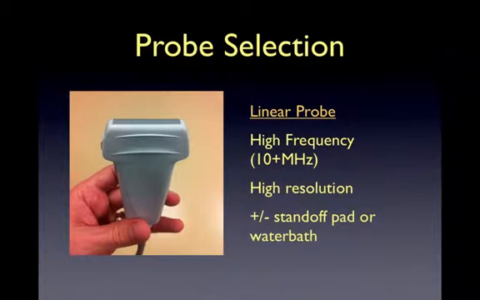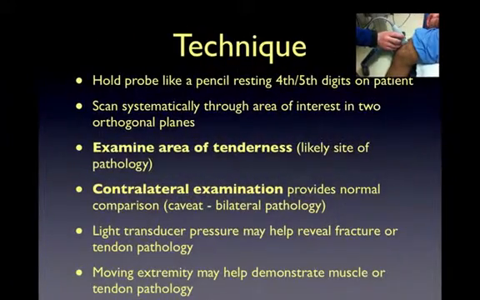When you do musculoskeletal ultrasound, pretty much you're always going to want to use your high frequency linear probe. This gives a good resolution, and sometimes whenever you're looking at structures that are very superficial, you may want to use a standoff pad, or when you're looking at the fingers, you might want to use a water bath. Your technique, like you do in any other scan, you want to hold the probe kind of like a pencil and rest your fourth and fifth digits on the patient.